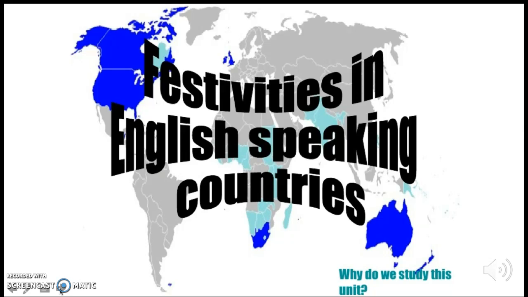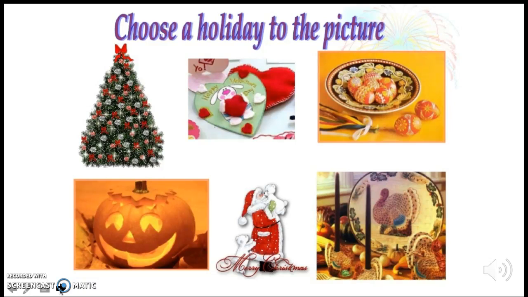The first thing I want you to do is to look at these pictures and choose a holiday for each picture. I'm sure you've already identified the tree and Santa Claus as being part of Christmas. Also, you've seen this jack-o'-lantern that belongs to Halloween. These hearts and this card are a Valentine's Day card. But what about this chocolate? You might know that they belong to Easter celebration, and we're going to talk about it in a little bit.